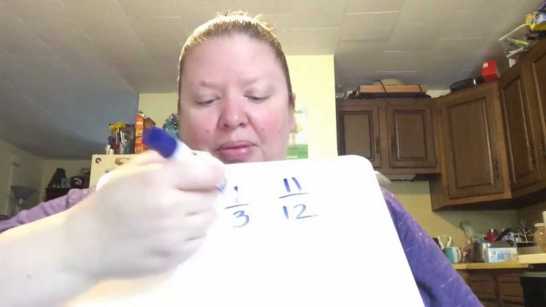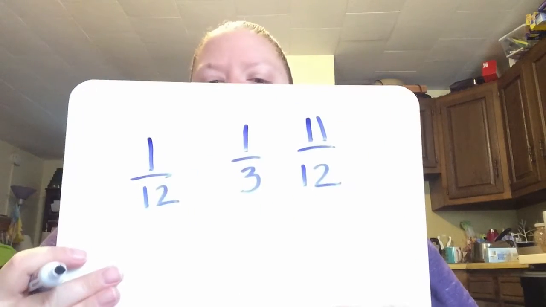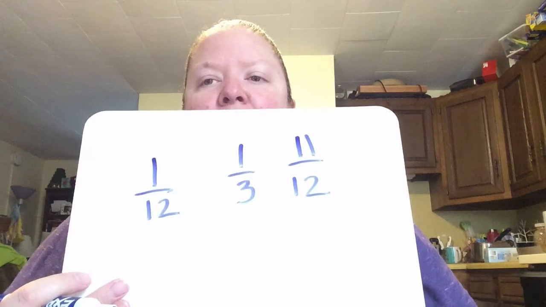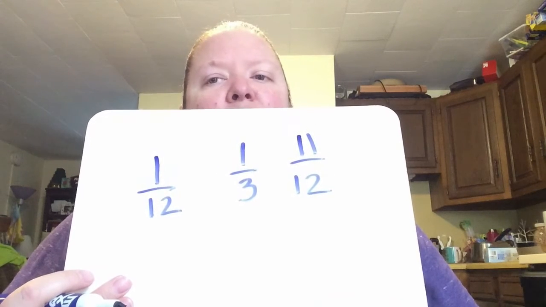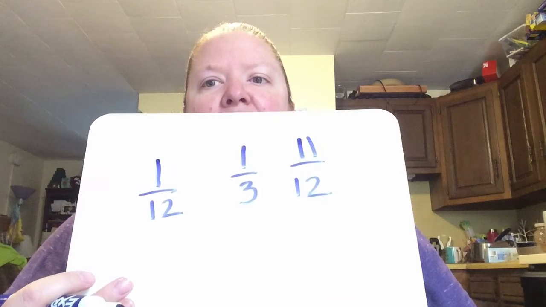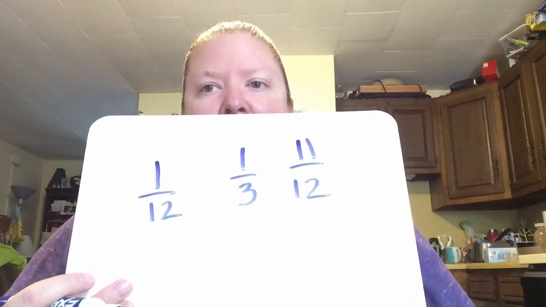So, if I have 1/12, 1/3, and 11/12. Well, I know how to put 1/12 and 11/12 in order, but it's this 1/3. So what I have to do is I have to ask myself, what do I do to 1/3 to make it an equivalent fraction where its denominator is the same as the other two?